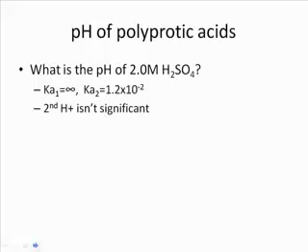So in looking at the pH of 2 molar H2SO4, we would just look at one of those hydrogens, and it would be almost like we would have a mixture of a strong acid and a weak acid, and so we are only going to consider the strong part. And so here we have the negative log of 2 for the first hydrogen coming off, and so we're going to get a pH of negative 0.3.